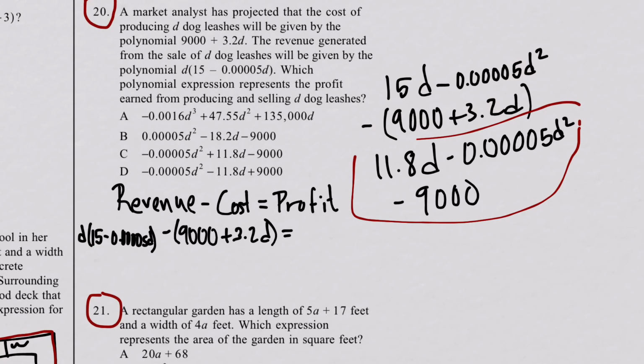It's not in standard form the way I have left it here, but it's basically going to be this amount right here. This one would be first because it's D squared, then this one, then this one. So negative 0.00005D squared plus 11.8D minus 9,000. The only one I see that looks like that is C. So that's your answer.